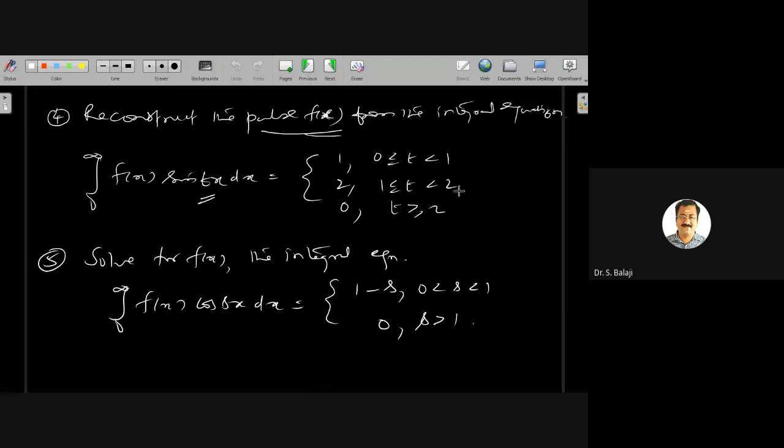Do all of you understand here? The next problem is also the same: solve for f of x from the integral equation, same idea, but it is the cosine transform. Multiply cos sx by root of 2 by pi and you get the cosine transform. Solve for f of x from the integral equation: integral 0 to infinity f of x cos sx dx equals 1 minus s for 0 less than s less than 1, and 0 for s greater than 1.